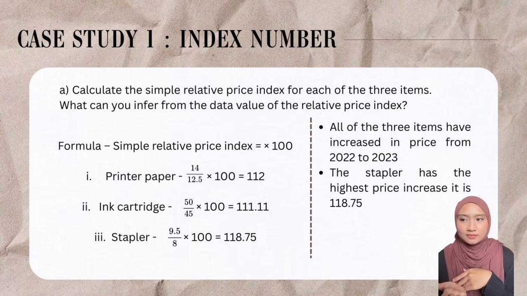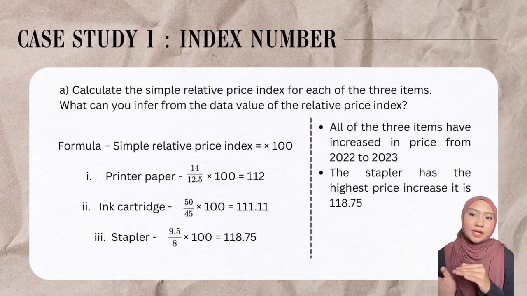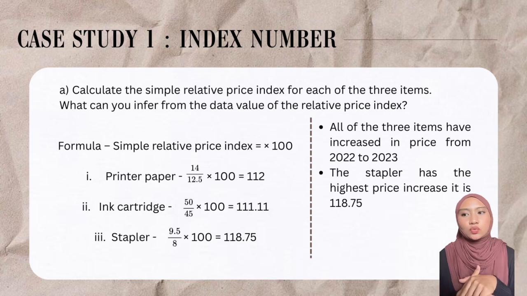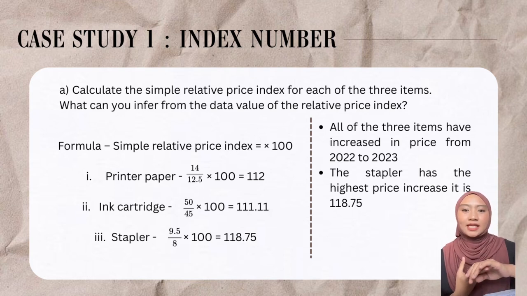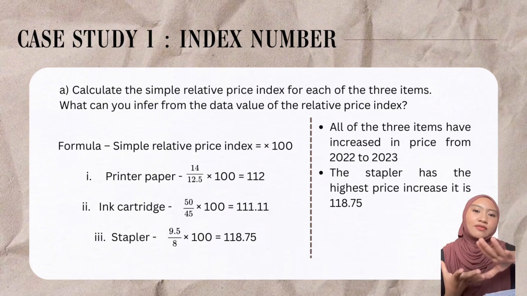And for the second item, ink cartridge, 50 ringgit divided by 45 ringgit and multiplied by 100 equals 111.11%. And for the third item, stapler, 9 ringgit 50 cents divided by 8 ringgit and multiplied by 100 equals 118.75%. As you can see, all three items had a price increase. The stapler had the highest increase, showing that its price went up by 18.75%.